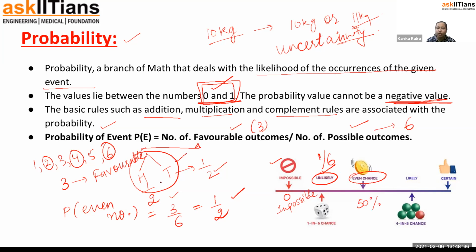Next comes even chance, when both of them have a 50-50 chance. Like in case of a coin. Either you get a head or a tail. Both of them have a 50-50 chance. So this is known as even chance.